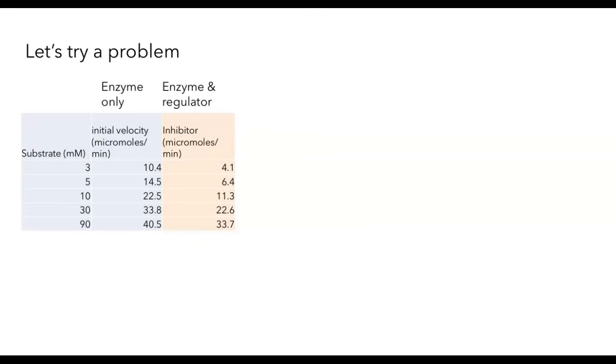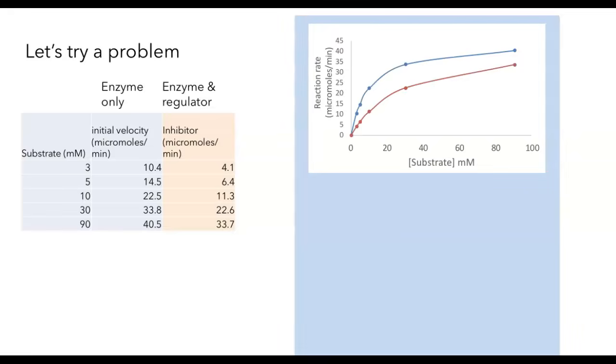In this problem, someone varied the amount of substrate and then measured the reaction rate either with the enzyme alone or with the enzyme with the regulator. And if we plot that on a Michaelis-Menten plot, then we get these two curves here. The blue is just the enzyme, and where I've added the regulator, it's the red line. And what I hope you can see is that it looks like the curve is being shifted to the right. So it looks like it's changing the Km.